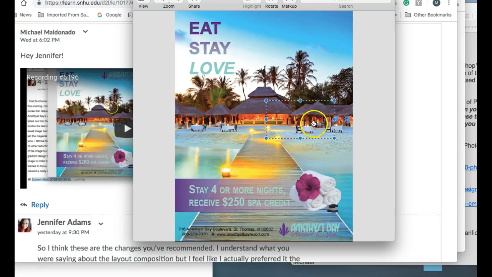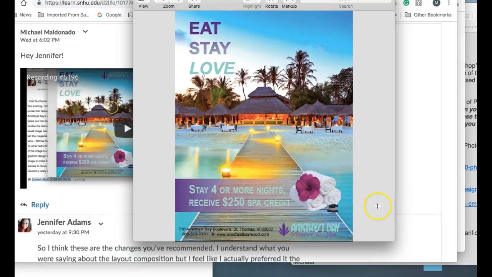Okay, so Eat, Stay, Love, Stay 4 More Nights, receive a $250 credit. Then take the flower and place it above the contact information right there. And I think that's going to alleviate some of the visual clutter that you're referring to, caused by the weight of this real heavy graded purple background on the promotional area.